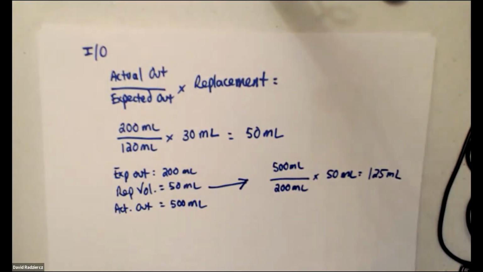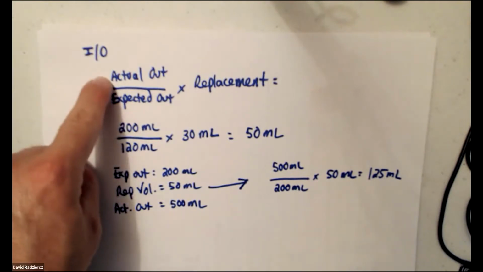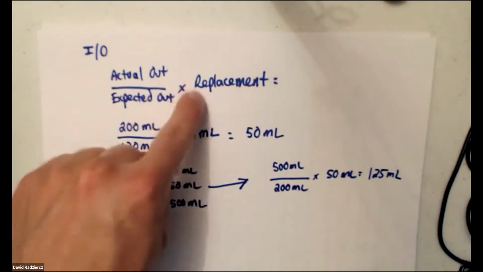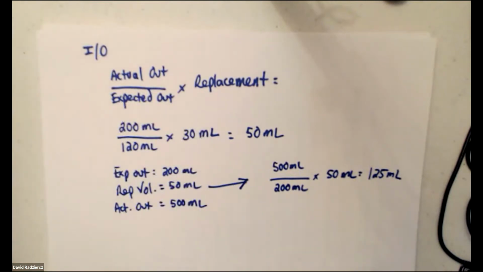Okay. So that's a basic input output type question. And what will be tricky is just the way that they word it. When I reworded the question just verbally, obviously I put the actual output first, then the replacement volume second, and then the expected output third. I just changed the order, but you would still follow the same basic premise of actual over expected times the replacement. And that should help you out with these input output type questions.